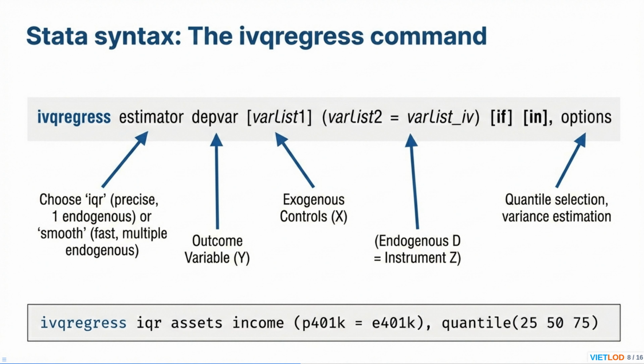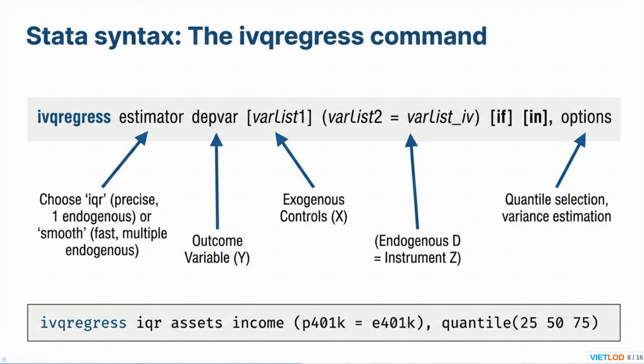Now, let's dive into the practical implementation with the official Stata syntax for the ivqregress command. The command structure follows a logical flow. First, you specify the estimator. You'll typically choose IQR for maximum precision when you have a single endogenous variable, or smooth if you need speed or have multiple endogenous variables.